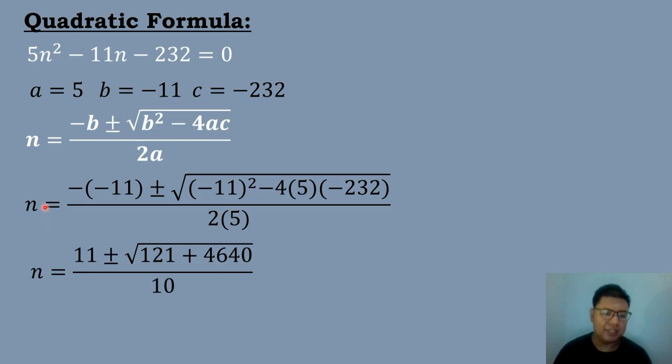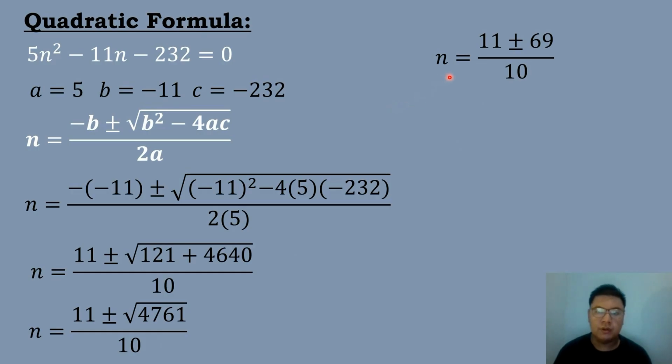And then we will simplify. Bring down n equals negative times -11 will be positive 11. Then plus or minus the square root of -11 times -11, which is 121. And then -4 times 5 is -20. -20 times -232 is positive 4,640. And then 2 times 5 is 10. And then after that, bring down 11, plus or minus the square root of 121 plus 4,640, which is 4,761, over 10. And then n is equal to 11, plus or minus the square root of 4,761, which is 69, all over 10.